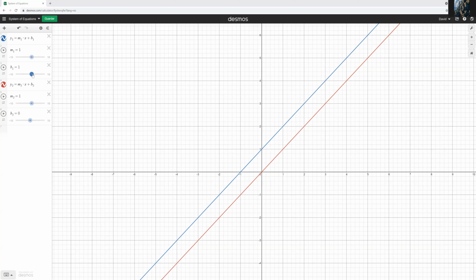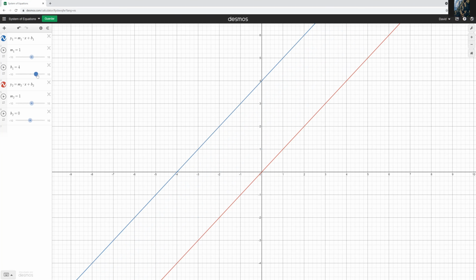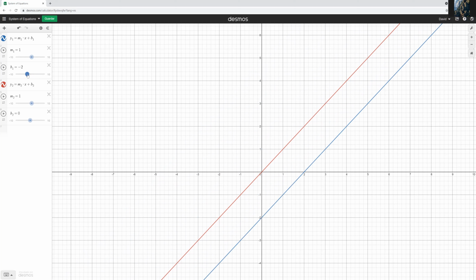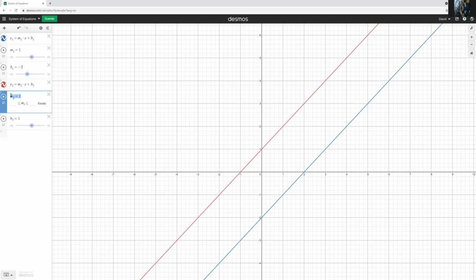So for example, if I start playing with the intercept value for the blue line, I can see that my blue line is going up and down as I am changing this number. Let's leave it in here at -2. And the red line, if I start playing with the intercept value, it will do the same, going up and down. Let's leave it in here at +1. And now, if we take a look at the slopes for both lines, we will see that both slopes are equal to 1. That means that they are parallel.